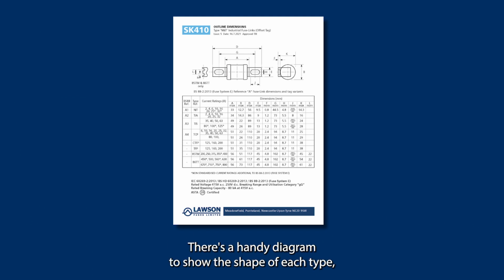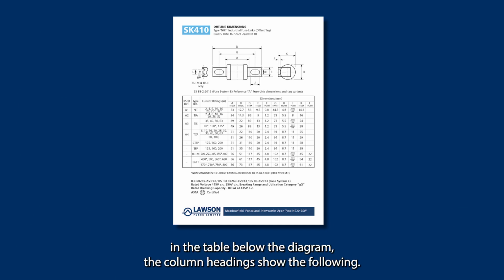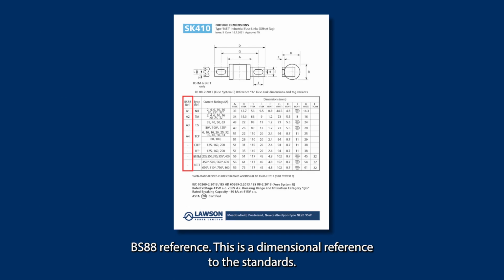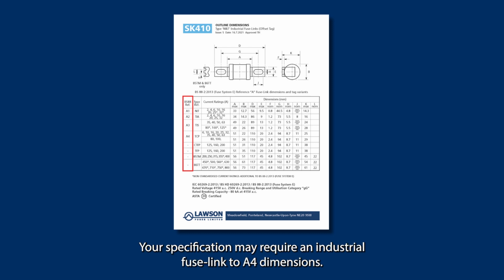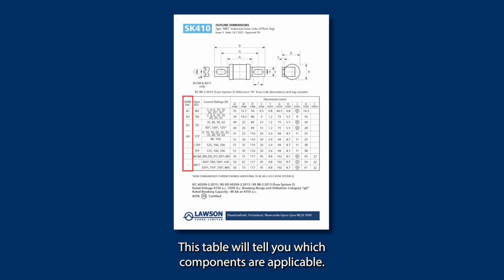There's a handy diagram to show the shape of each type, and if there are other options such as offset blades or fuse links with 2 holes in each tag, for example. In the tables below the diagram, the column headings show the following. BS88 reference. This is a dimensional reference to the standards. Your specification may require an industrial fuse link to A4 dimensions. This table will tell you which components are applicable. This means that from these tables, you can easily break down the characteristics of each component, so you can choose the correct fuse link for your applications.